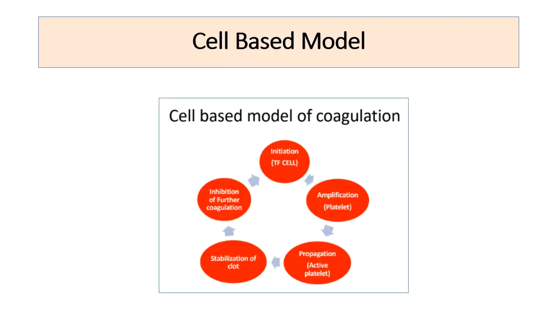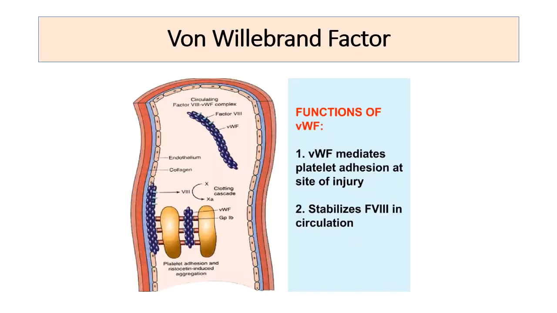So that was the cascade model, and the new model that is proposed is the cell-based model, which is divided into the initiation, which is mainly the tissue factor based process. Then comes the amplification by the platelets. Then comes the propagation by the activated platelets. Finally comes the stabilization of the clot and inhibition of further coagulation. This is the cell-based model in comparison to the cascade model that we saw in the previous slide.